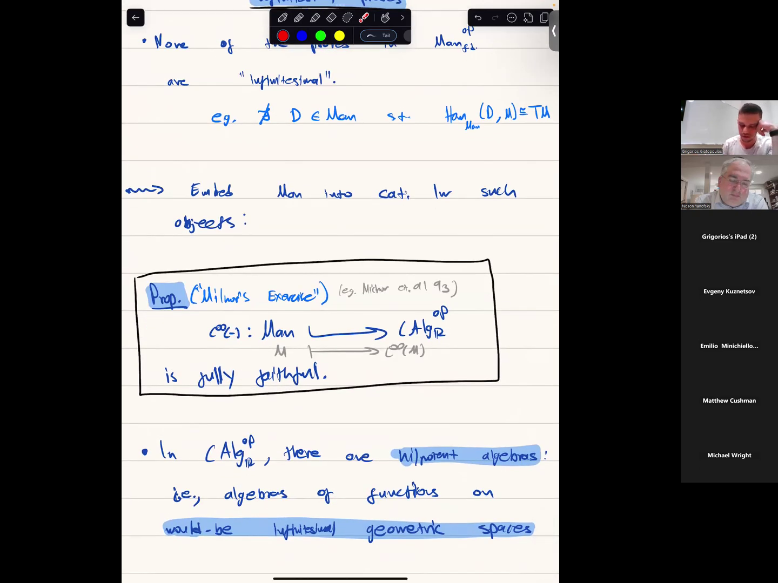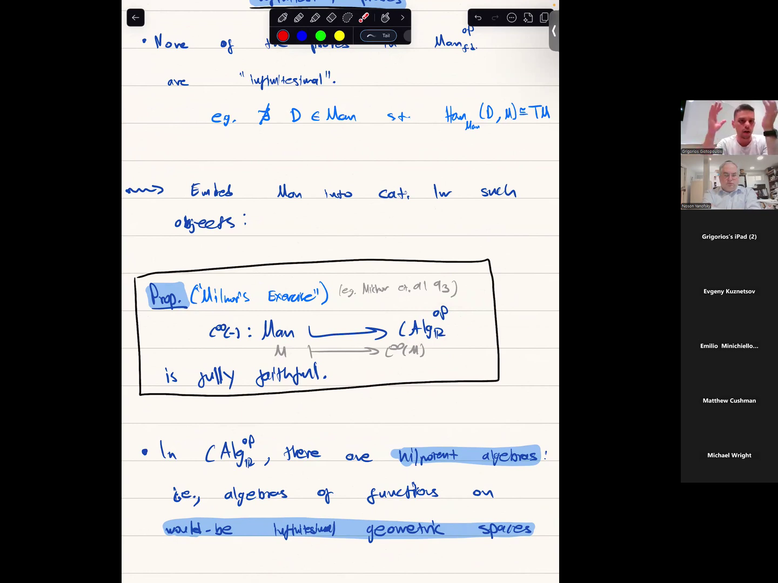Okay, so here is the crucial proposition, which is just a lemma or Milnor exercise. You can find it in many books, for example, Michor et al. in 93, big book. This is a standard exercise, and what does it say? It says that if you take any manifold and send it to its algebra of smooth functions, this defines a fully faithful functor into the opposite of the category of commutative algebras over the reals.